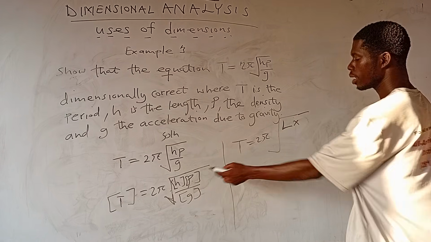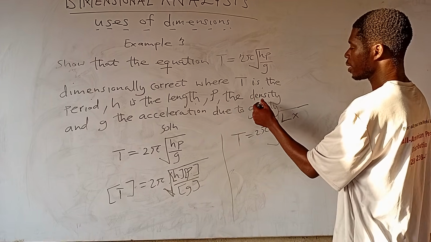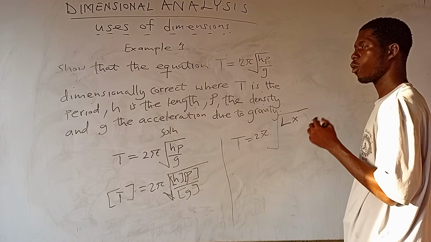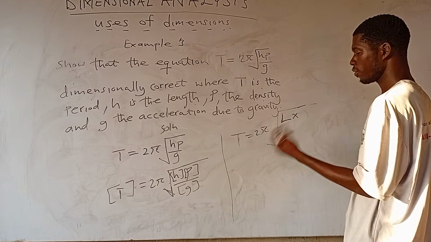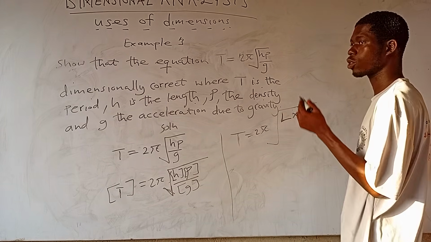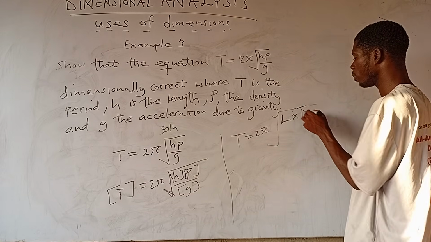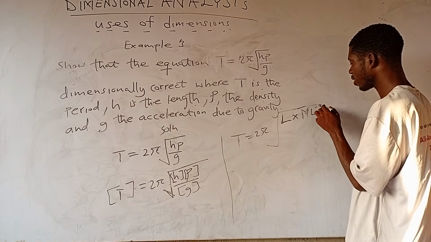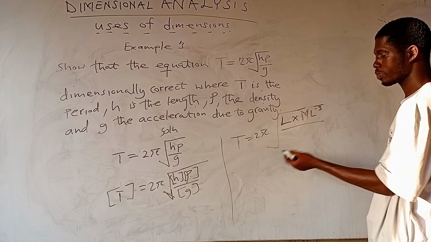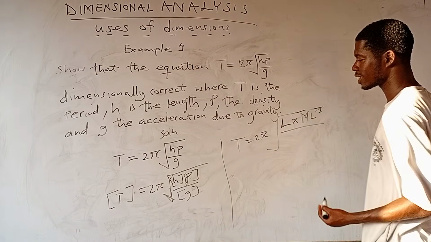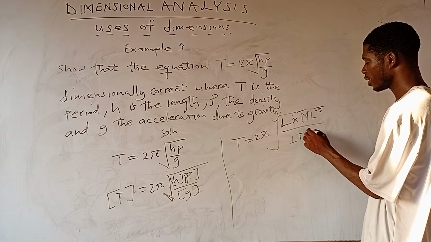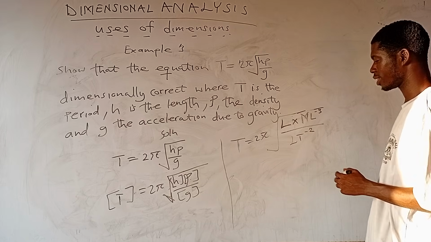Multiplying p. The dimension for p: p is the density. You know the density is mass over volume, so M over L to the power 3, which is M L to the power negative 3. All over the dimension of acceleration due to gravity. The dimension for acceleration due to gravity is LT^-2.